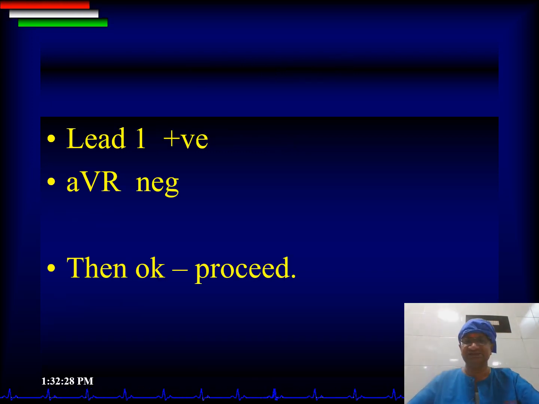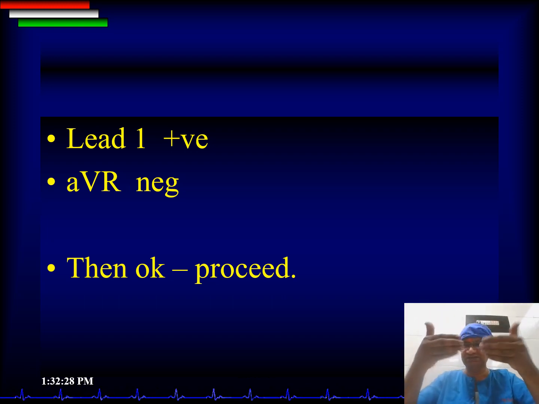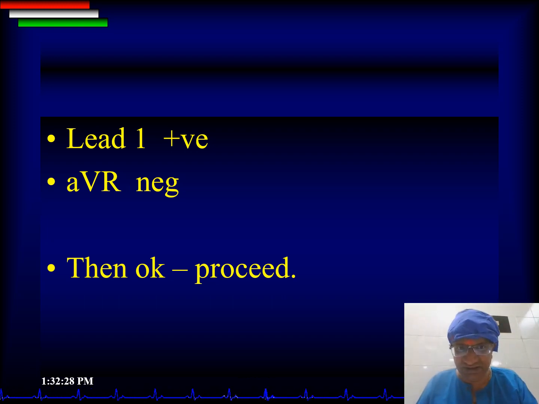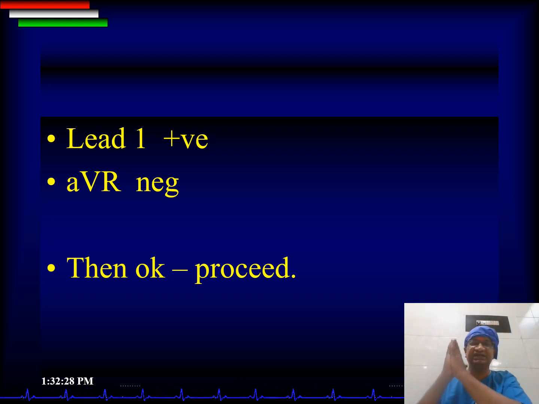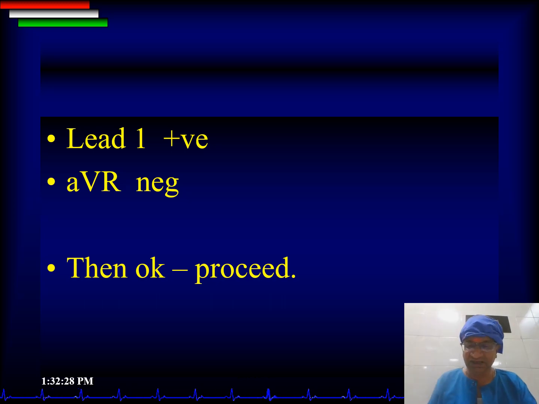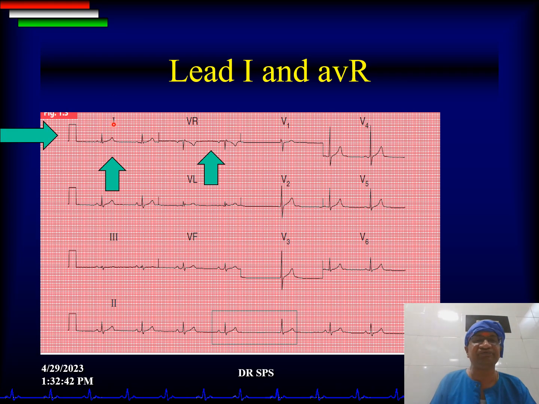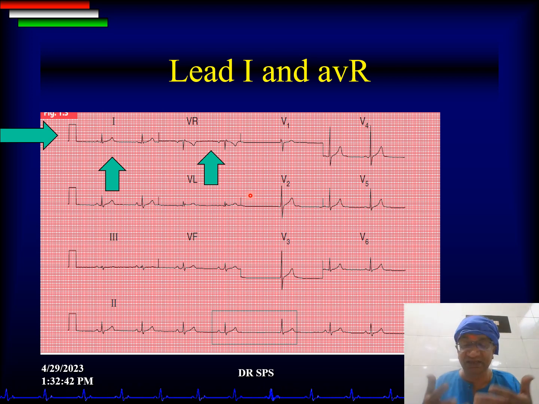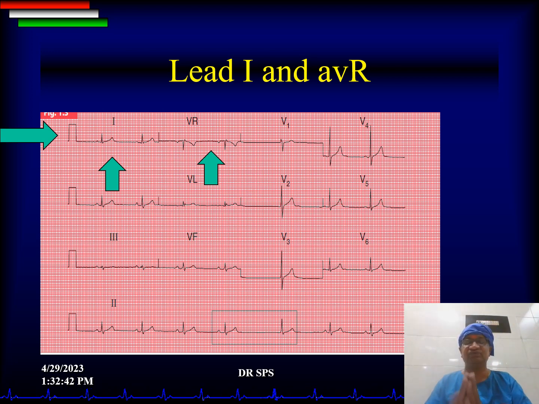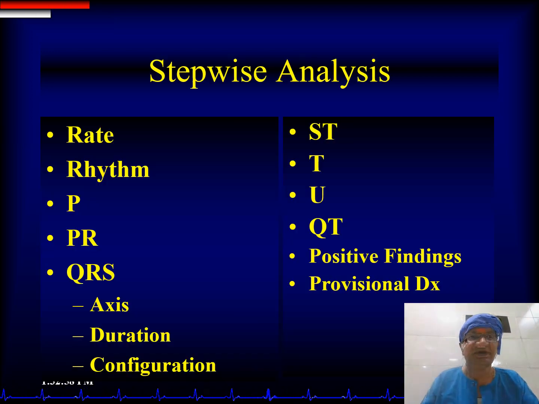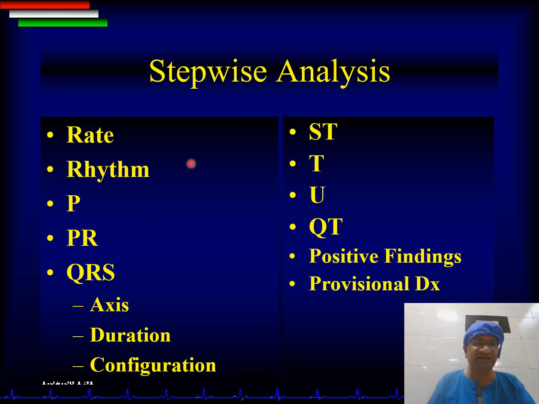Whenever you see an ECG, first look at the standardization, name, age, sex, and clinical history. Now you go to the ECG itself. If lead 1 is positive and aVR is negative, then okay, start proceeding. Otherwise, we should know whether the ECG was wrongly taken, or there is dextrocardia or something else. So lead 1 is positive, aVR is negative, then you start seeing your ECG. Stepwise analysis: rate, rhythm, P, PR, QRS, axis, duration, so many things.